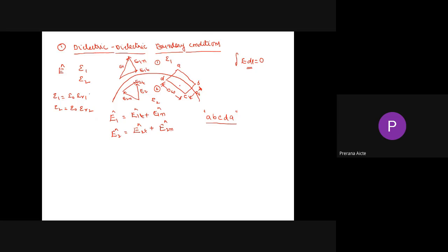Now, we have to apply this equation on this closed path, and the total potential must be equal to 0. First we start from starting point A. From A to B, the electric field is the tangential component E1t into the length of A to B, del of omega, plus from B to C. B to C is a normal component E1n, and half of the height is in the first dielectric medium and the second half is in the second dielectric medium.